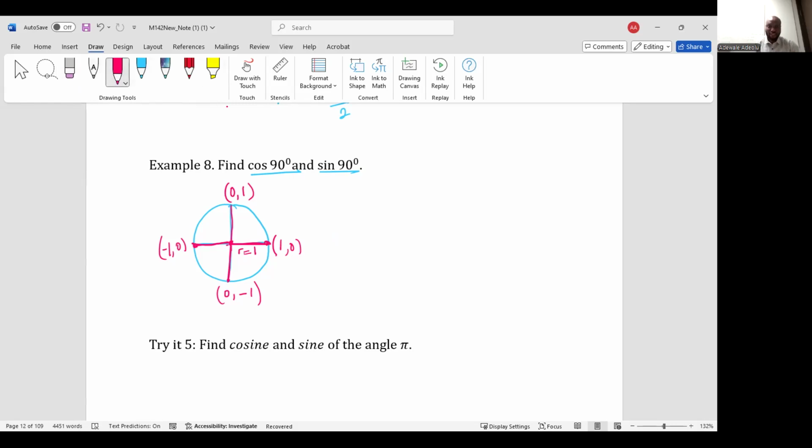Okay, now, having done that, cosine of 90 degrees is, let's see, this is 90 degrees, right? Now, this is x, this is y. Now, what is cosine of 90 degrees? Cosine is the x component. So that means it is 0. And sine of 90 degrees, the sine, which is the y component, is 1. So if you try this in your calculator, cosine of 90 will give you 0. Sine of 90 will give you 1.